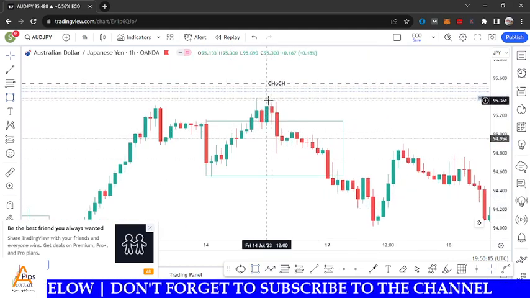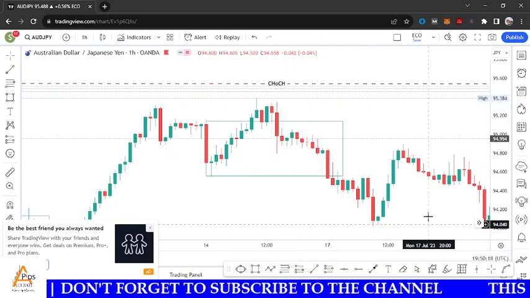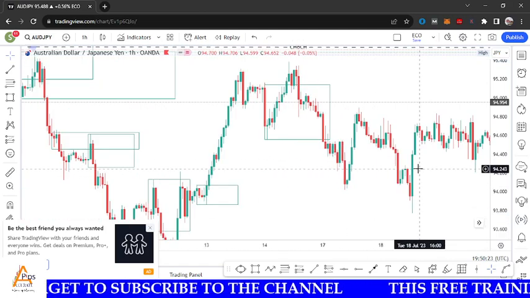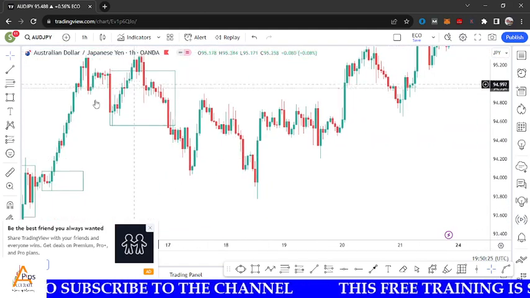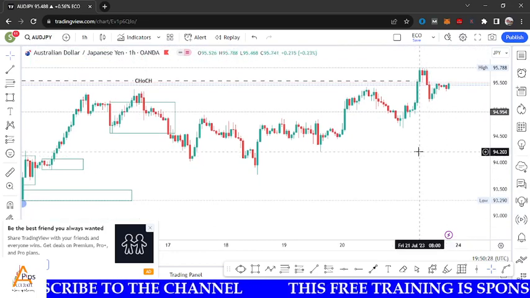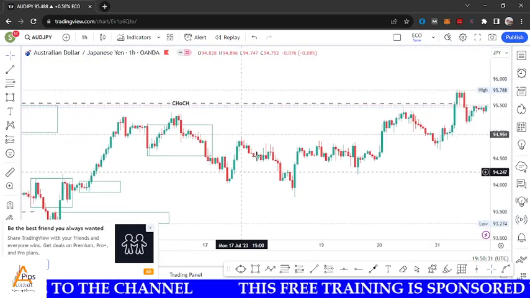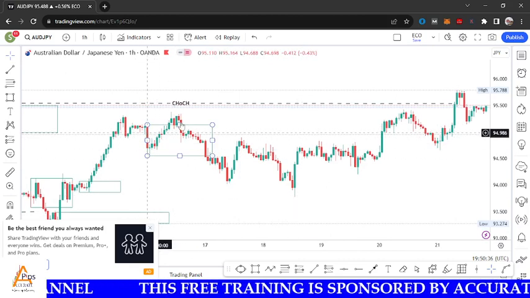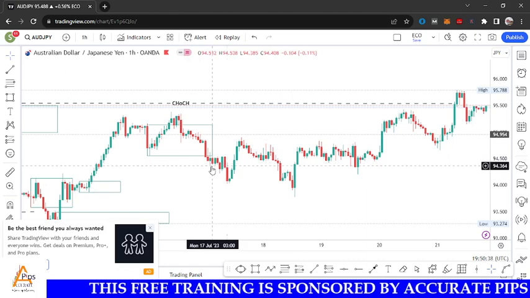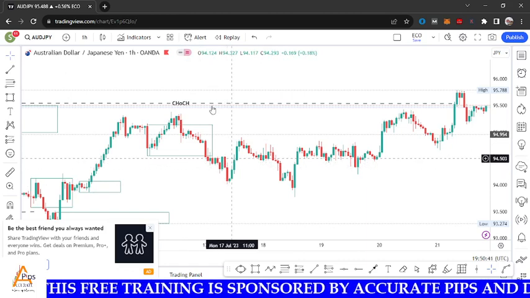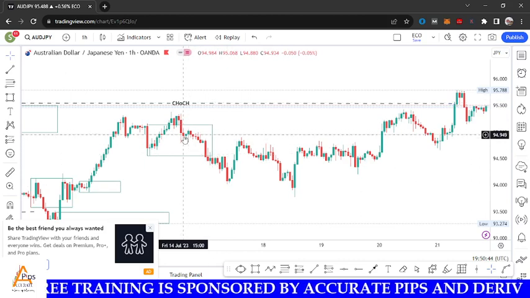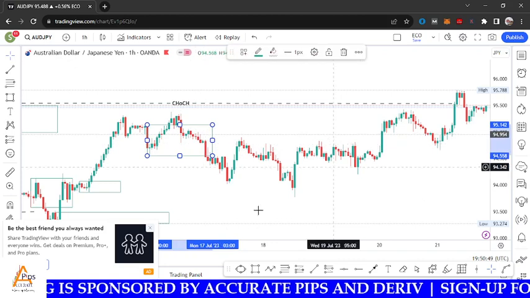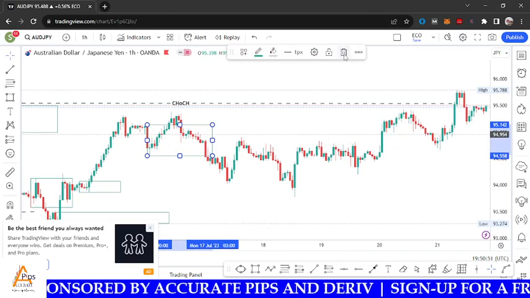So price broke above it, came back and still broke to the opposite side. Here price is ranging, this mitigated, then we continue to sell. So this order flow here becomes invalid once it gets broken to the downside, because we are in a bullish move. So we look for our next order flow.